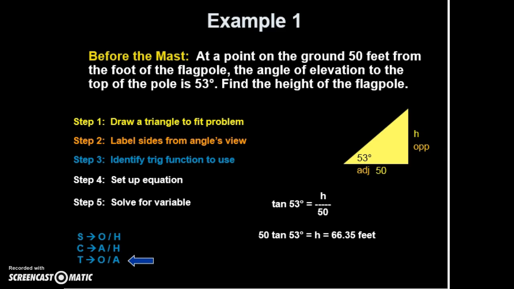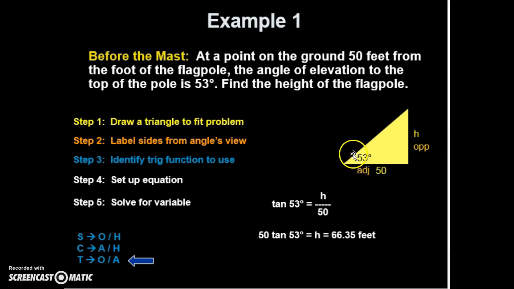At a point on the ground 50 feet from the foot of the flagpole, the angle of elevation to the top of the pole is 53 degrees. Find the height of the flagpole. They give us the horizontal distance, and they ask for the vertical distance. You can call that Y, or H for height, or F for the flagpole, whatever you want. Just make sure it's labeled where it makes sense.